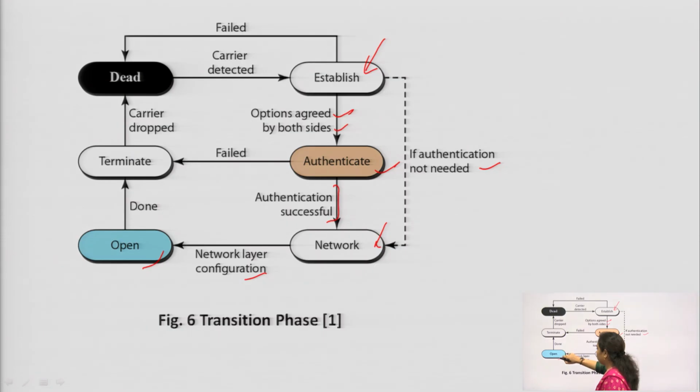If the information transmission takes place correctly, then it will be done and terminated. And if somehow the authentication is not successful, then it will fail; the connection that was about to be established will not be established and will be terminated. Then carrier drop is there, and as you can see over here, the network that was set up will be dead, or you can say the proper information transfer will not take place. So this is how this transition phase will work.